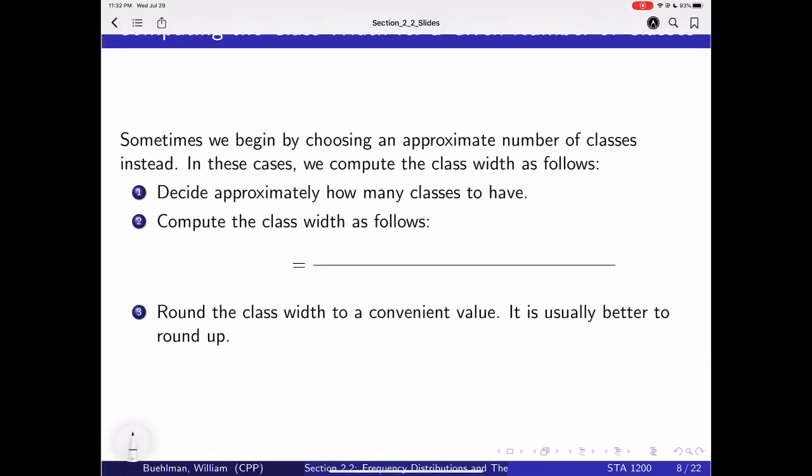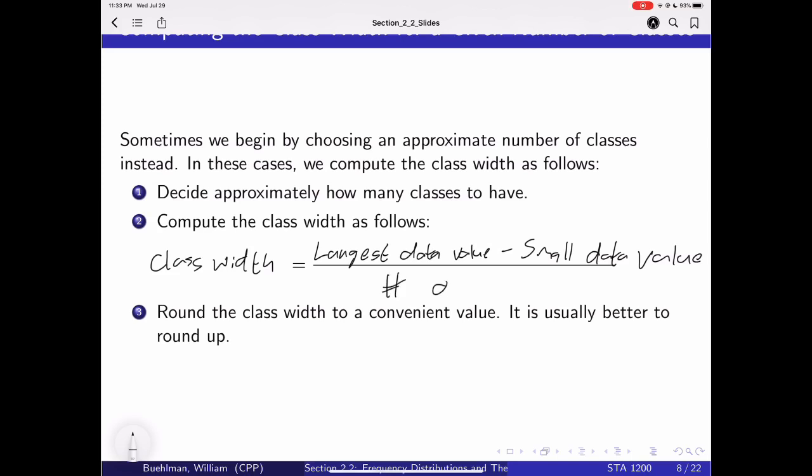The way we compute the class width, once we know how many classes we want, the class width is equal to the largest data value minus the smallest data value, divided by our number of classes.